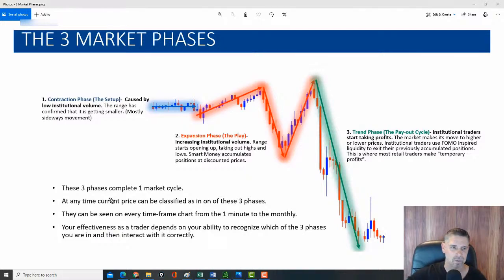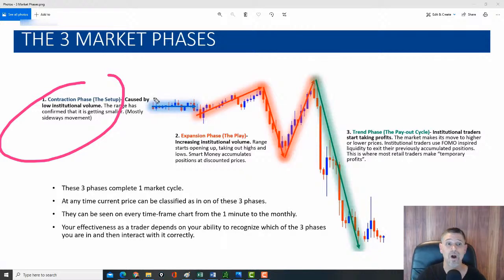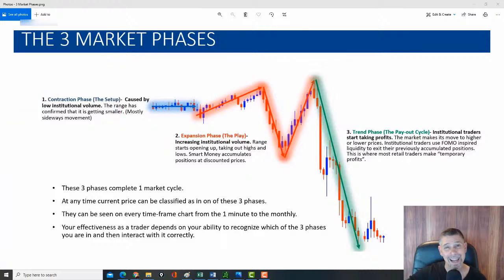The market has 3 phases. The contraction phase is the setup of the market. Low institutional volume. The market maker's doing two-way business. It's setting up. Right after the contraction phase comes the expansion phase. So it comes out, comes down, boom. So this is the stage that's the play. This is where it starts expanding, and this is where retail traders get chopped up. But if you understand the phases and the way that I teach it, there is an opportunity in there.